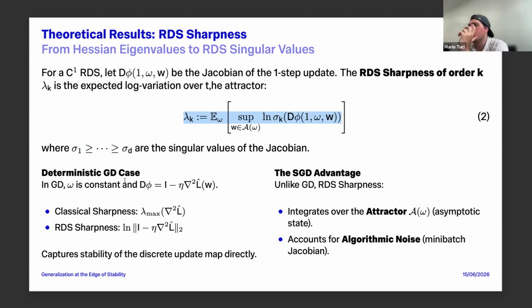Here again, in the deterministic case, you can think of the randomness, the mini batch samples, as constant. And in SGD, you just have the indices which you sample. Again, the classical sharpness is the largest eigenvalue of the Hessian, right? So what we look at is the singular values of the Jacobian of the update map, which is identity minus learning rate times Hessian.